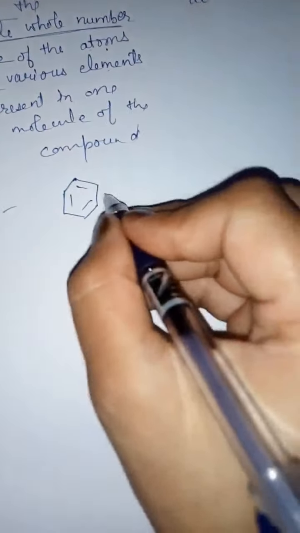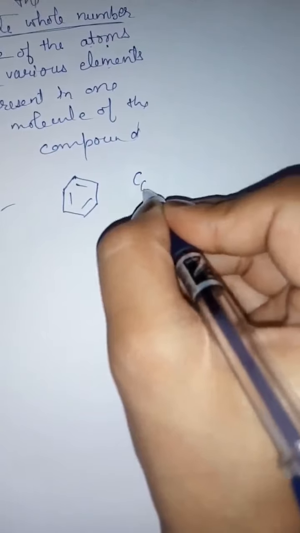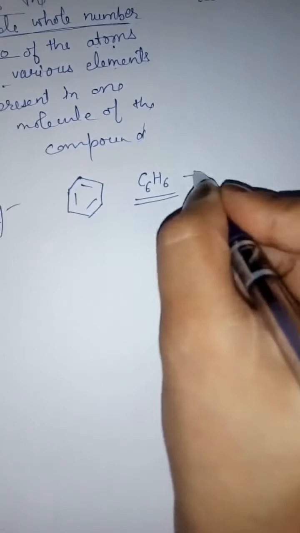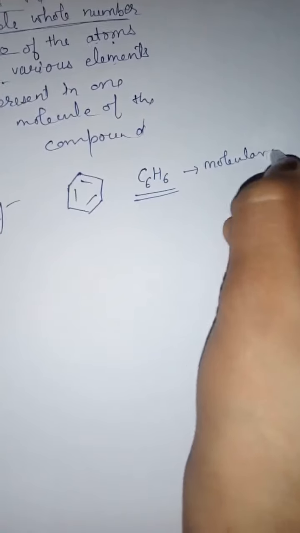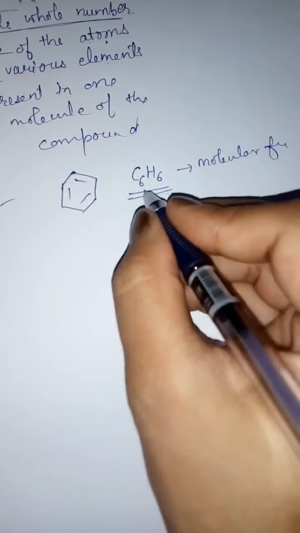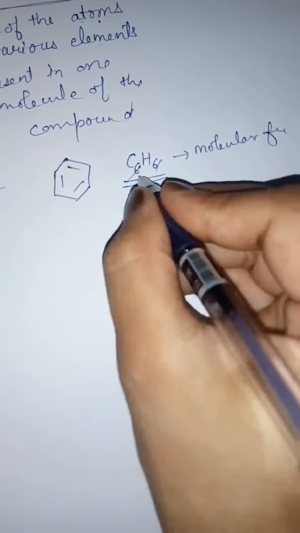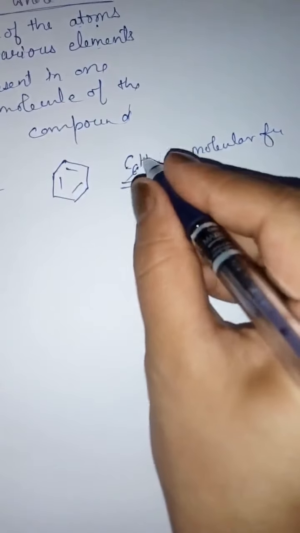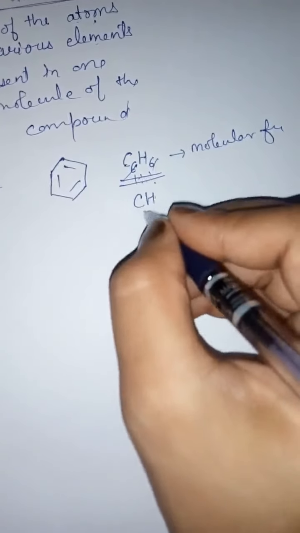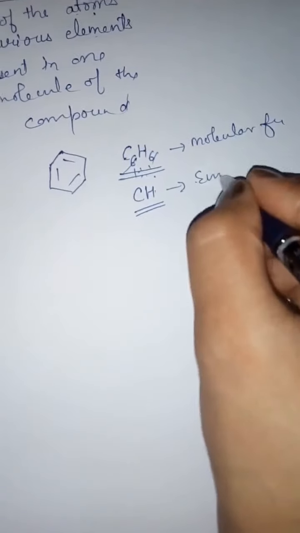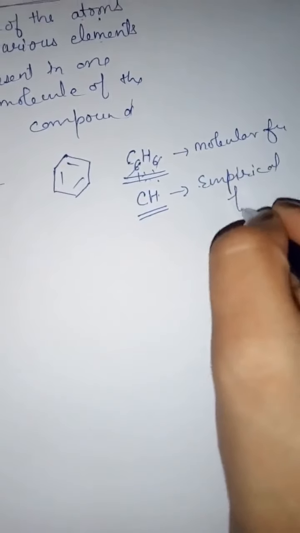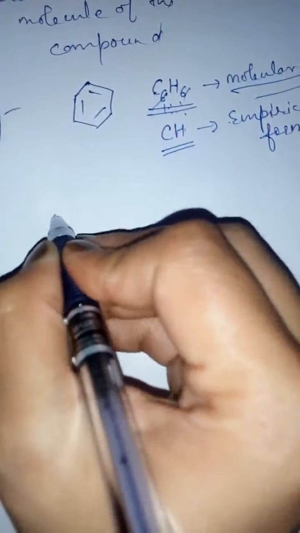For example, you all know about benzene. You studied in class 10th. Benzene was somewhat like this. The formula is C6H6. This is the molecular formula. If I write it in simple whole number ratio, you can write it as CH, 1:1. It means carbon and hydrogen are present in 1:1. So this is the empirical formula. This is the molecular formula.